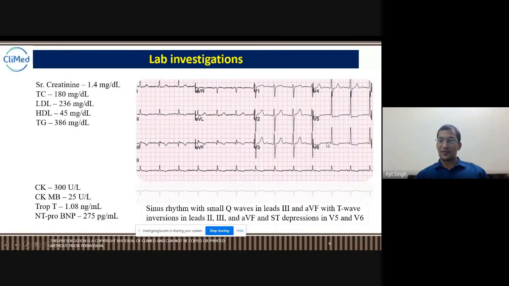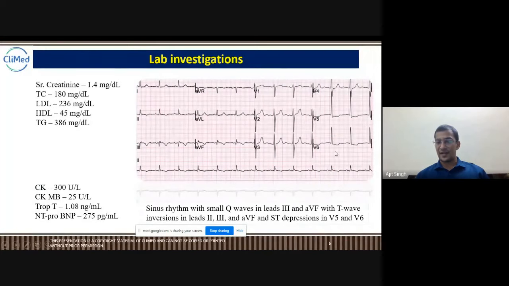Suppose this is a wave. You can follow my cursor. It starts with P, Q, R, S, and then the ST should usually go up, as you can see in V4. But here it is depressing. In V5 and V6, it is depressing. Depressing means it is going down. This wave is going down. So you can see ST depression in V5 and V6. In both leads, it is going down.